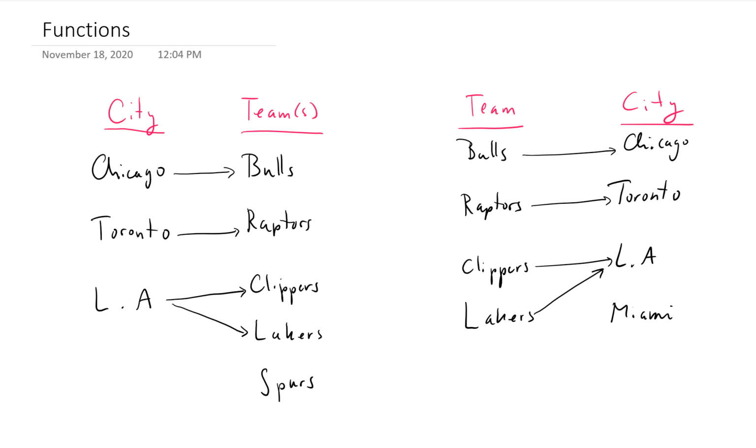So this is what we call a correspondence between two sets. It relates elements from the first set to elements in the second set. We usually call the first set the domain, the second set being the range. So in the range, you could actually have stuff that are not related to the elements from the domain. For example, the Spurs are not linked to any of the cities, at least, that I have listed.